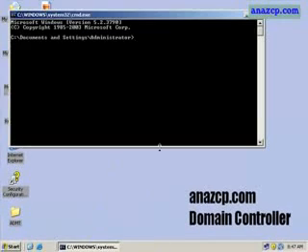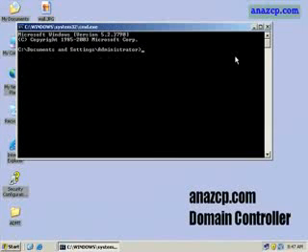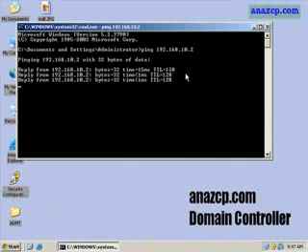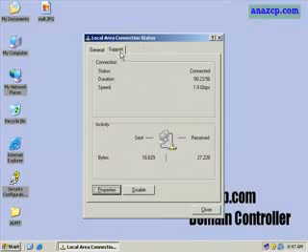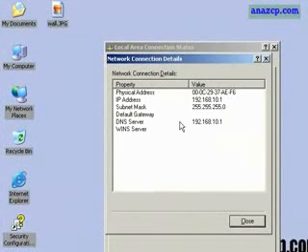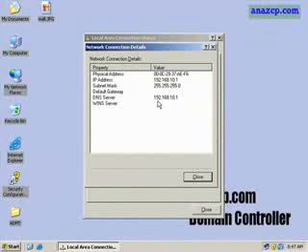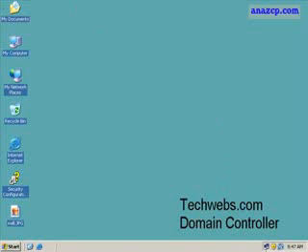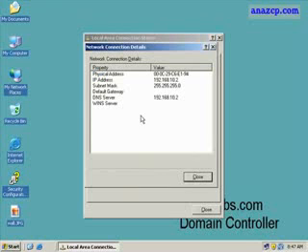First of all, I am going to check the connectivity with the other domain controller, and there is network connectivity, and here I am going to check the IP configuration. This domain controller itself is the DNS server for this domain, and in case of the other domain controller, that domain controller itself is the DNS server for its domain.